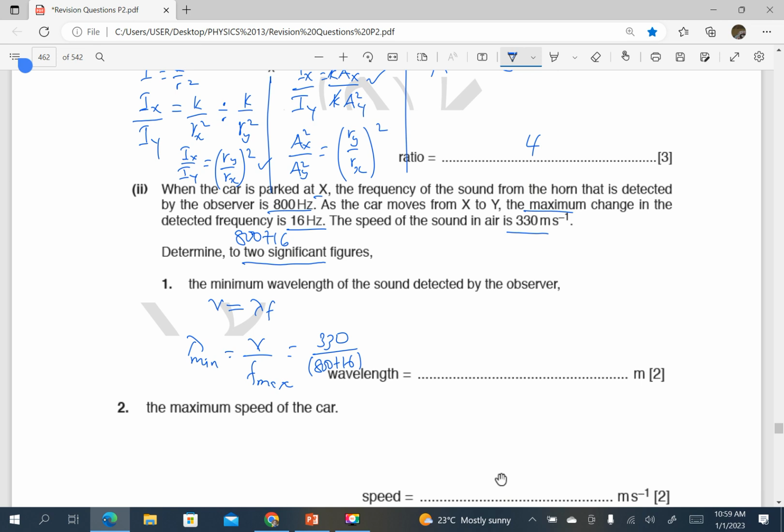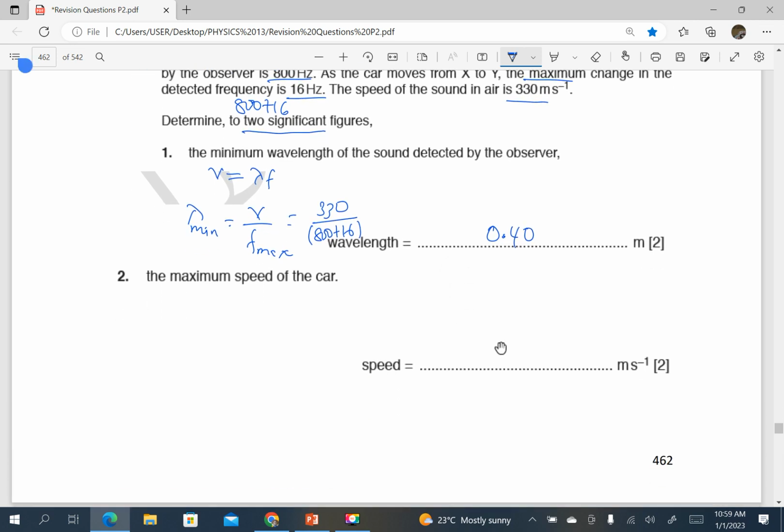And from my calculator, the wavelength is 0.40 to two significant figures. Then determine to two significant figures the maximum speed of the car.